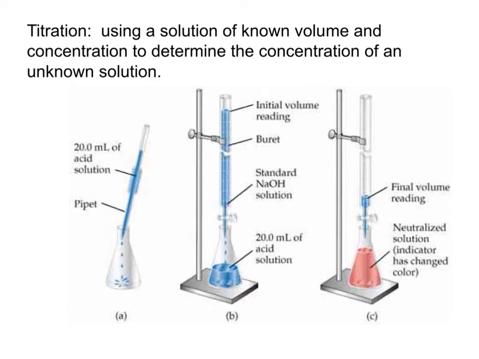So the first thing you have to do is use what they have pictured here, known as a volumetric pipette, meaning it delivers as accurately as possible 20.0 milliliters of an acid solution. They then put that acid solution into the flask here.